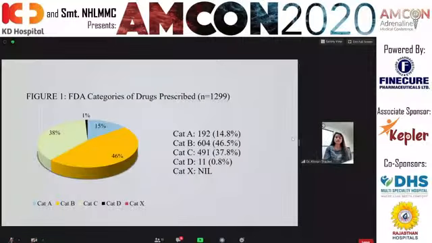Yeah. So this figure shows the drugs divided into the FDA categories of drugs prescribed in pregnancy. There are 5 categories, which are given especially for pregnancy: category A, B, C, D, and X. The majority of the drugs, almost 84%, were in category B and category C. None of the drugs belonged to category X, which is the most teratogenic, which was good.